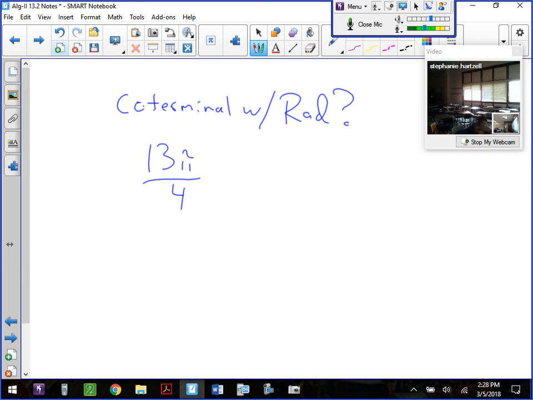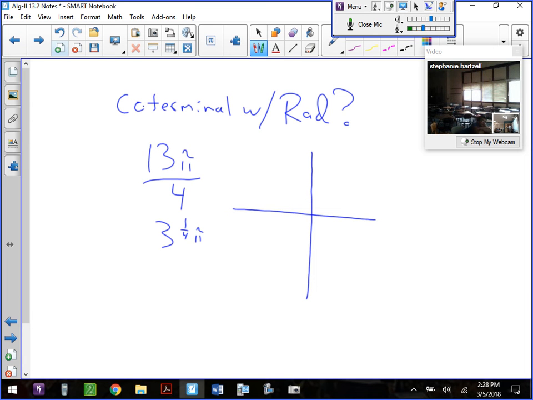A lot of times, again, you're going to start seeing non-mixed numbers. Okay, and I know that I said that mixed numbers are just stupid, but there is a time and a place for them, and this is probably the one time and place that mixed numbers aren't so bad. 4 goes into 13 how many times? How many are left over? So this is the same thing as saying 3 1/4 pi. You okay with that?